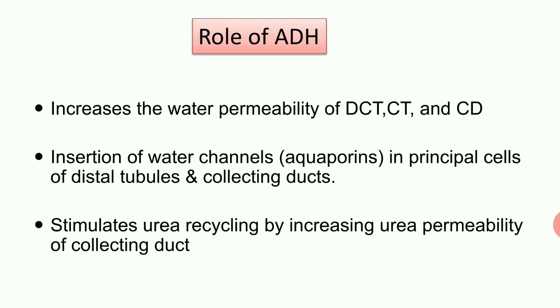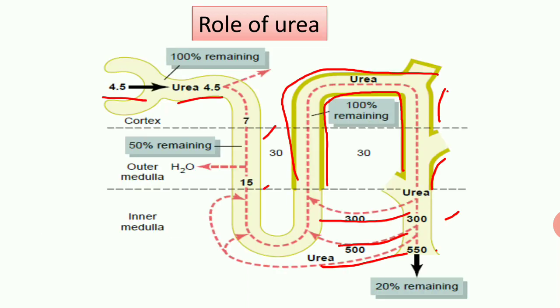Now coming to the role of antidiuretic hormone, it increases water permeability of the distal collecting tubule and collecting duct, and it does so by water channels, which are aquaporins. So it inserts water channels in the principal cells of the distal tubule and collecting duct. This is also an important point. It stimulates urea recycling by increasing urea permeability of the collecting duct.